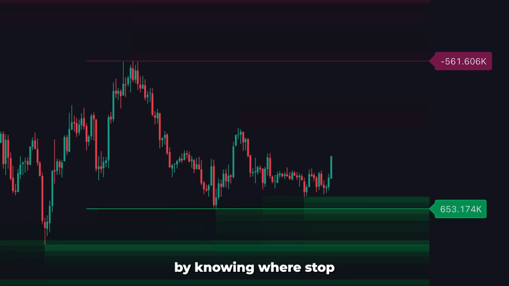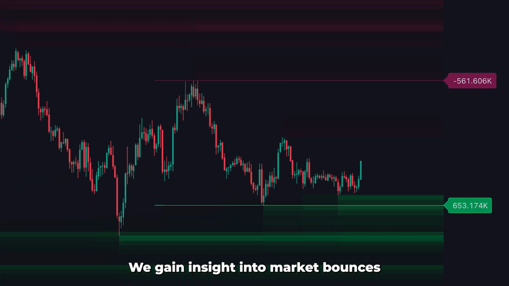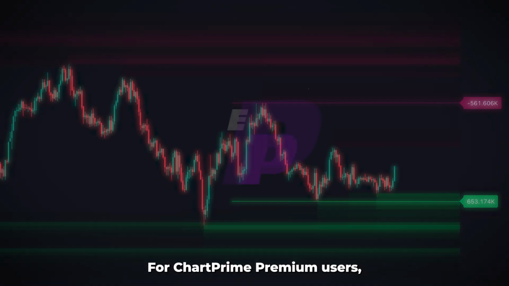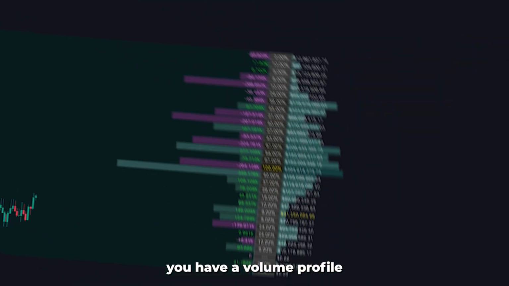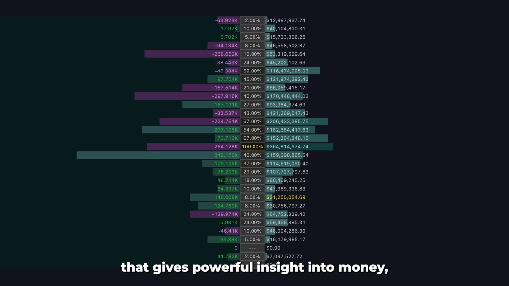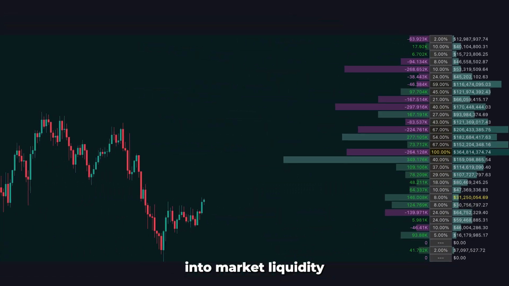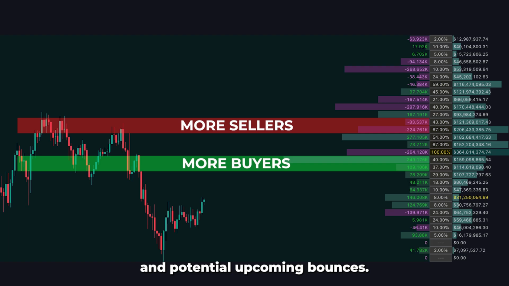By knowing where stop losses are in the market, we gain insights into market bounces and what's really occurring behind the price action. For Chart Prime Premium users, you have our volume profile that gives powerful insight into money flow and volume at each level, perfect for gaining vision into market liquidity and potential upcoming bounces.